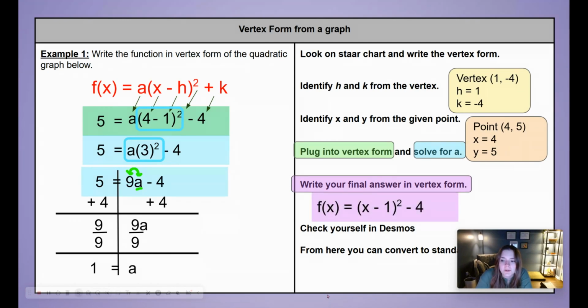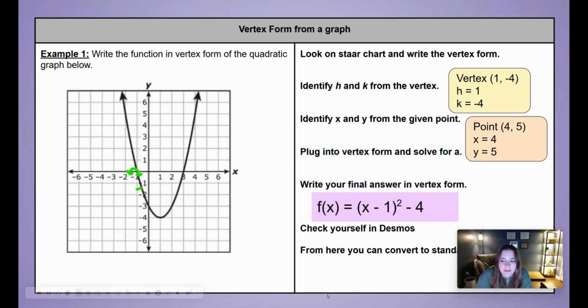And now you are going to write that back into the vertex form, which is on your star chart. So we have f of x equals x minus 1 squared minus 4, okay? And then you can check yourself in Desmos. You can put this into Desmos and see if it matches our original graph, okay? And then you can convert it into standard form. And let me erase my stuff here. And you can get rid of that. And you can make sure that that graph looks the same.